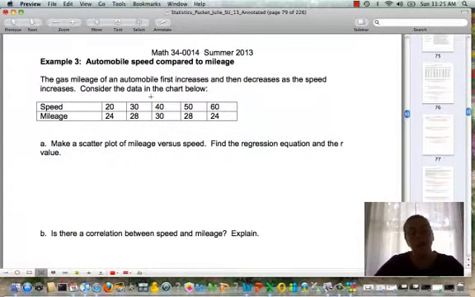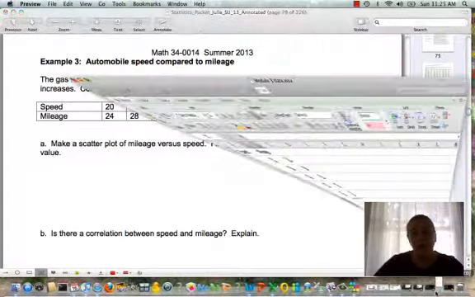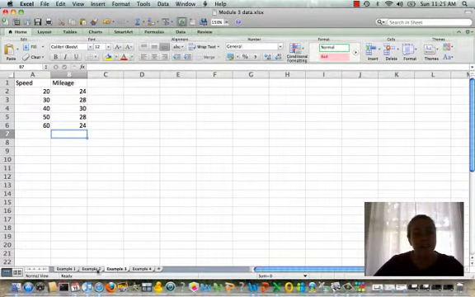So this example compares the speed to the gas mileage that a car is getting. And it tells us the gas mileage of an automobile first increases and then decreases as the speed increases. So we want to make a scatter plot of mileage versus speed, find the linear regression equation and the r value. So we'll go over to Excel, and this is under the Example 3 tab at the bottom if you download the Module 3 data file from Desire to Learn.